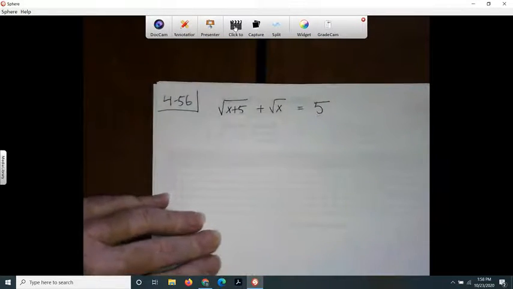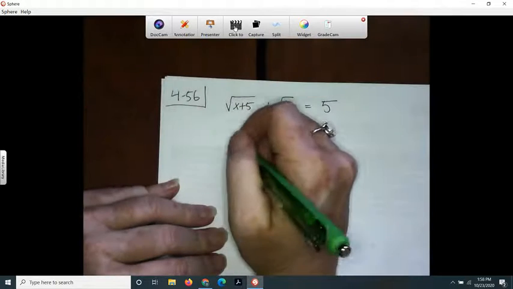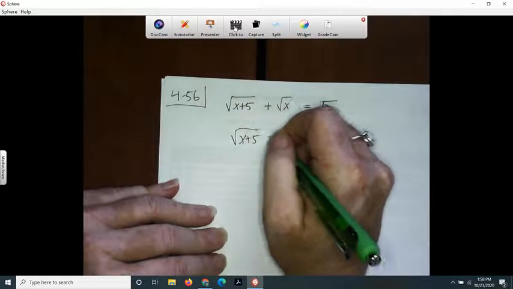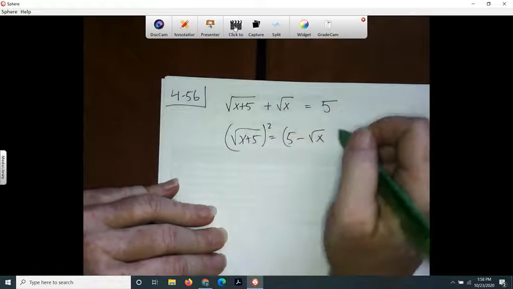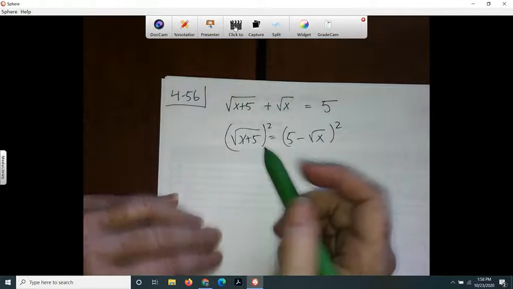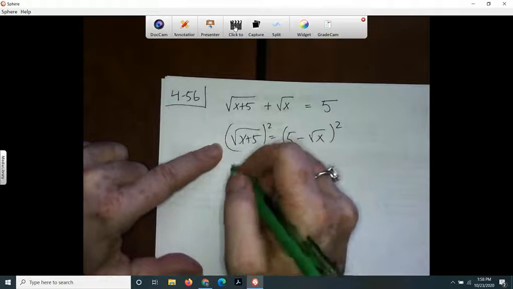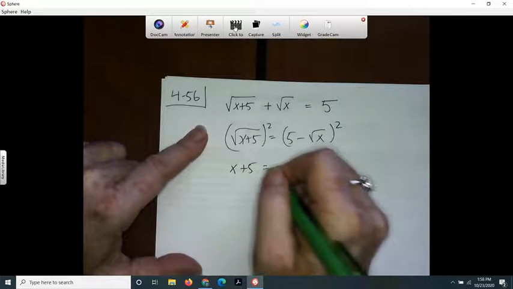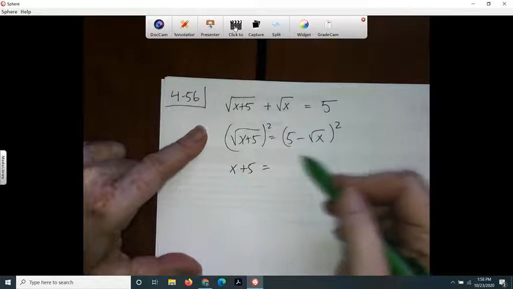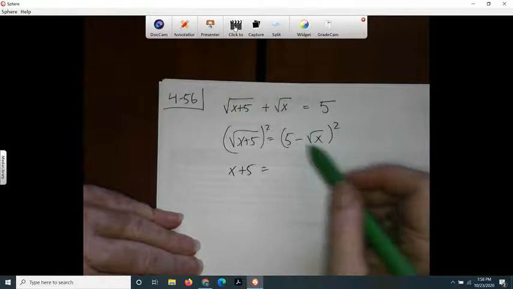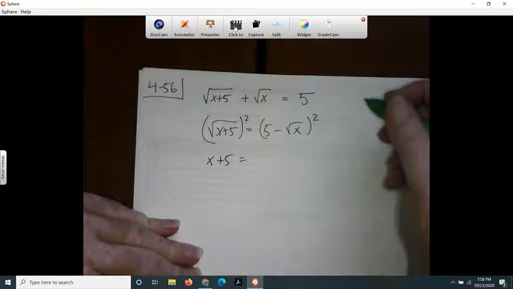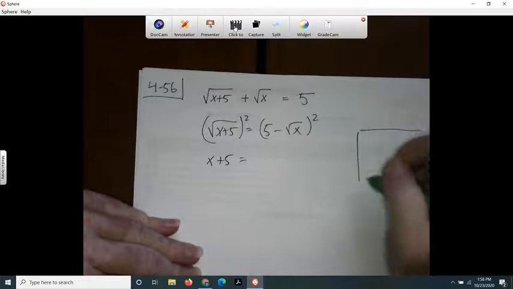So the right way to do this would just be to get one of the radicals by itself. Square both sides. Now when I square this, I will just get the x plus 5. When I square this, I'm squaring a binomial, so I'm going to get a trinomial. Okay, and I don't know if you remember the pattern that we just showed you, but there's a pattern to this.